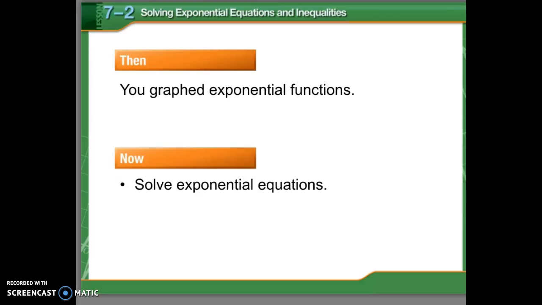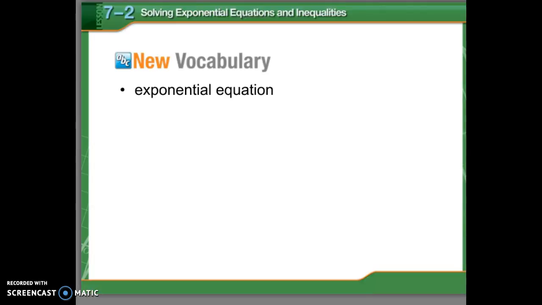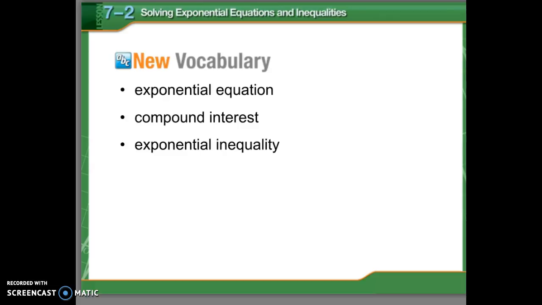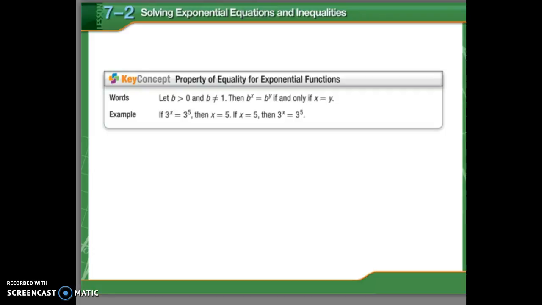So in the last lesson we graphed exponential functions, and in this lesson we're going to solve exponential equations and exponential inequalities. We're looking at some new vocabulary terms. We're going to be talking about exponential equations, compound interest, and exponential inequalities.